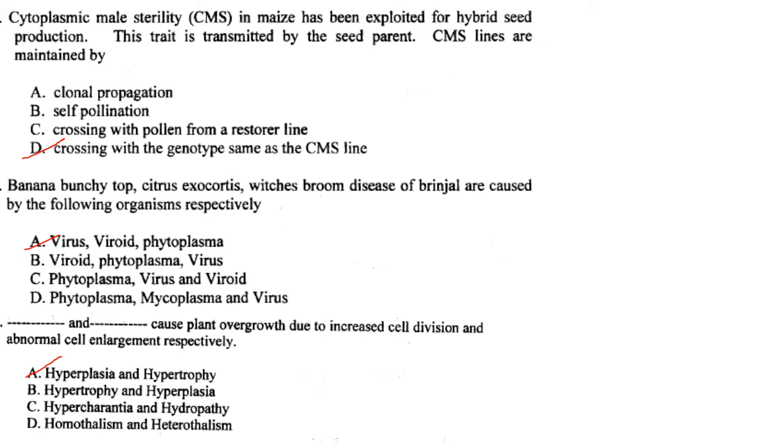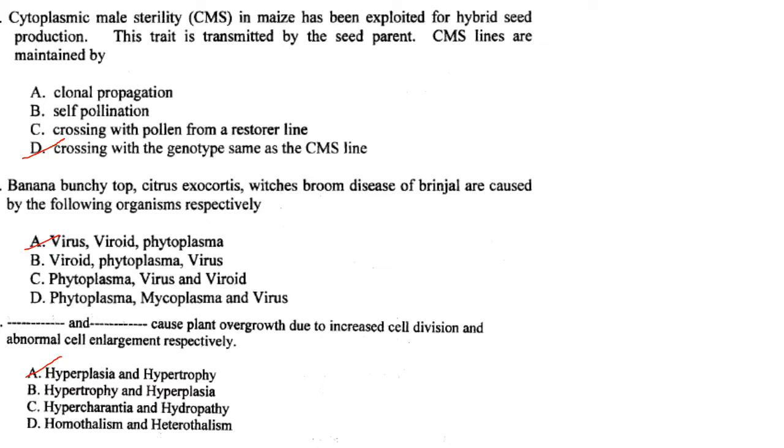Banana bunchy top, citrus exocortis, witch's broom disease of brinjal are caused by which of the following, respectively? So banana bunchy top is caused by a virus, citrus exocortis is caused by a viroid, and witch's broom is a phytoplasma. So the answer is option A, that is virus, viroid and phytoplasma.